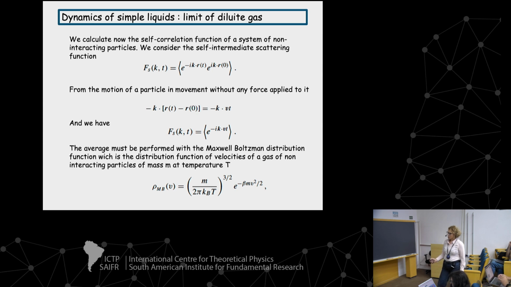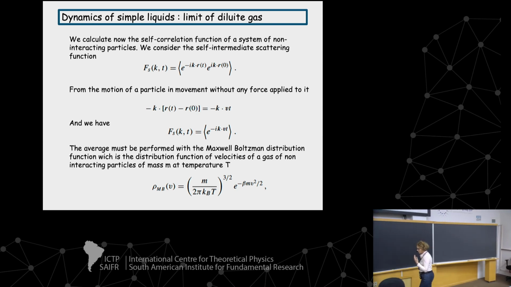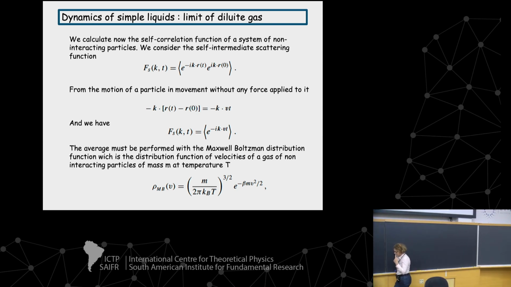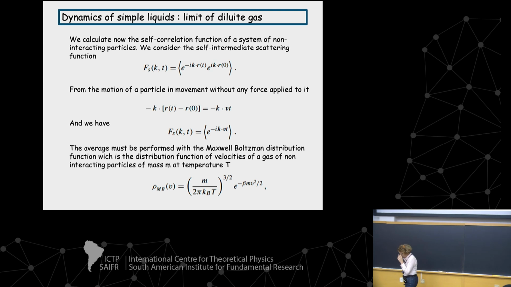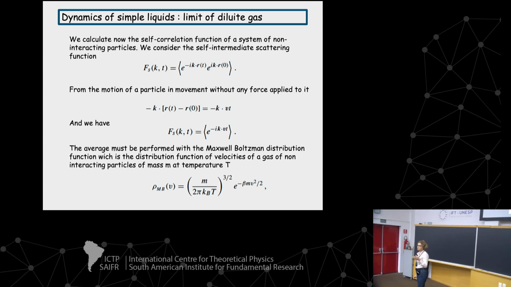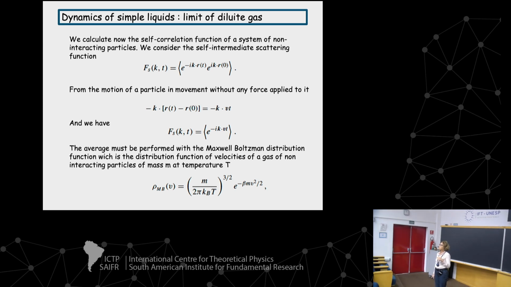Okay, but let's come back to this basic statistical mechanics. For those who are less familiar, I have to do a thermal average. I have a velocity. As I told you yesterday, I have to use the probability distribution of velocity at that temperature. So what is the distribution function of velocity of a gas of non-interacting particles of mass m and temperature T? Okay, if you studied it already, I just remind you that it's the Maxwell-Boltzmann distribution.